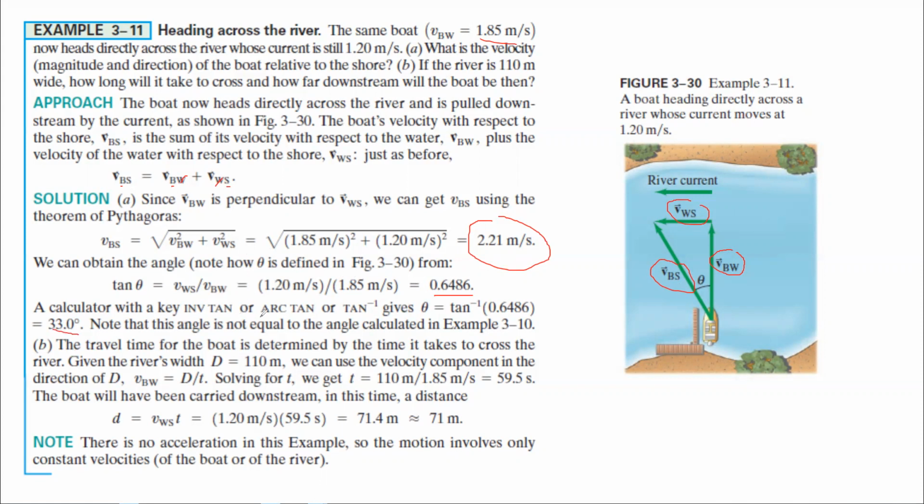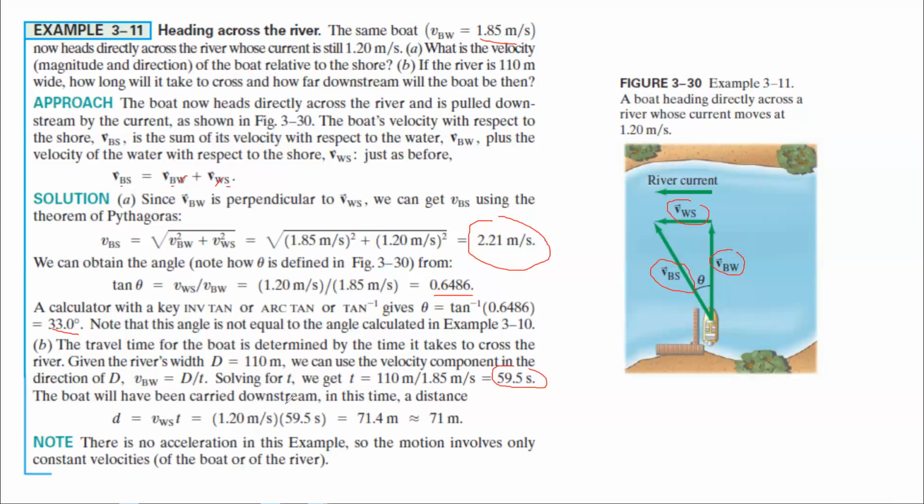So take note that this is the different angle to the previous example because now the boat is heading directly across the river. And the travel time for the boat is determined by the time it takes to cross the 110-meter wide river. So we can use the velocity component and direction of the D. Okay, the velocity component, which is the V. In this case, we have there solving for time, D over T, in the direction of D. We have there 110 meters divided by 1.85 meter per second, the VBW. So there it's 59.5 seconds to cross that one using the VBW.